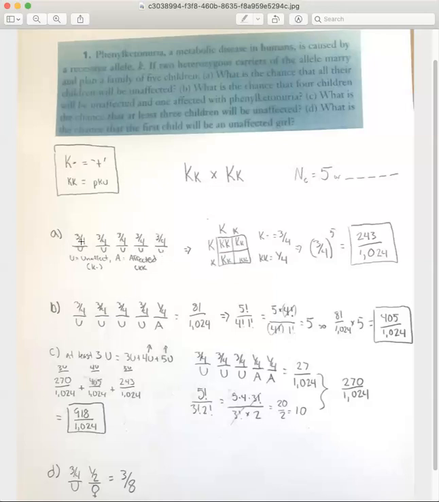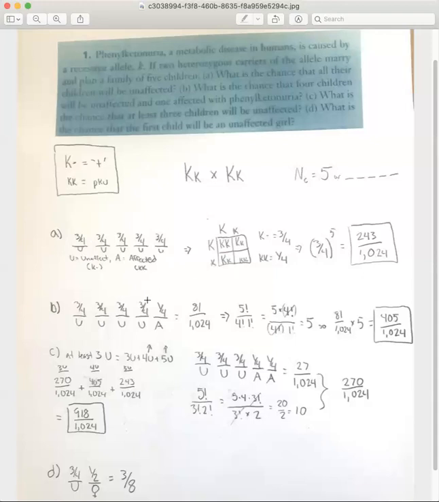So here we go back and we put 3/4 because U equals 3/4, right? So 3/4 into all 5 different events. That's the same thing as 3/4 raised to the 5th power. Times those all out and you will get 243 over 1024. That's the probability that a family of 5, with these 2 individuals, will have all 5 children unaffected.